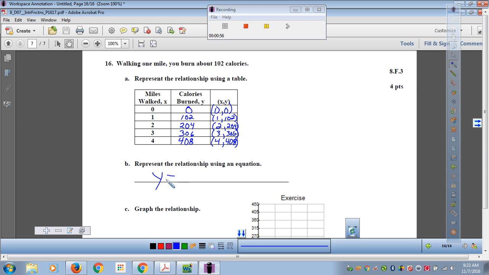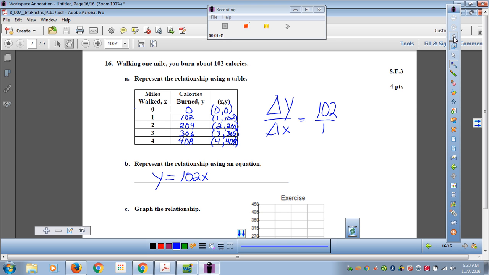Alright, represent the relationship using an equation. The equation we should see is y equals 102x, 102 times x. Where does that come from? This is a linear relationship. It has a constant rate of change. If you find the change in y over the change in x, you will get 102 over 1 when you simplify it. So the value in front of the x is 102.